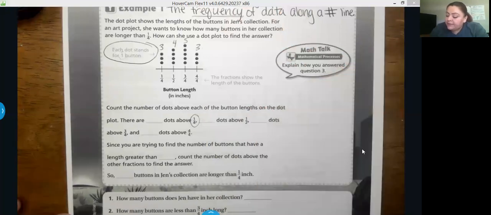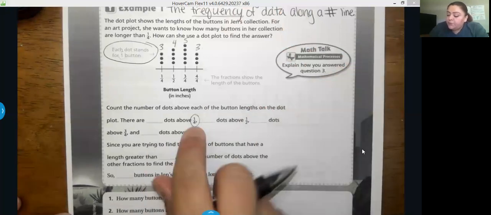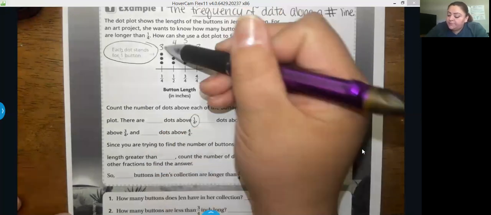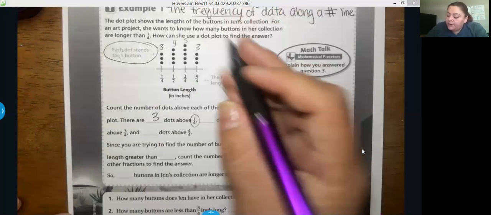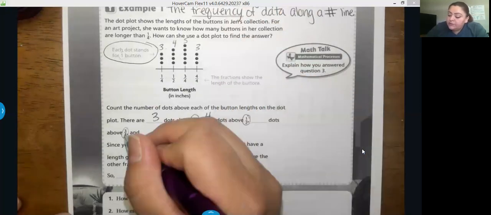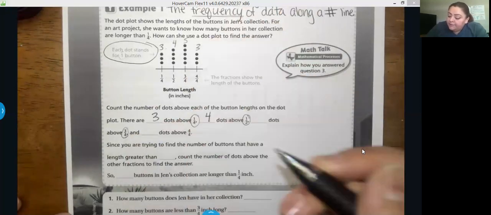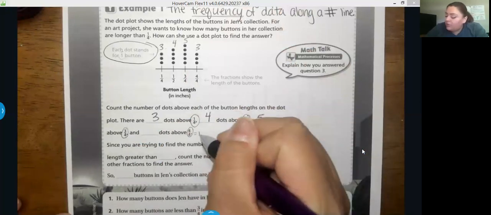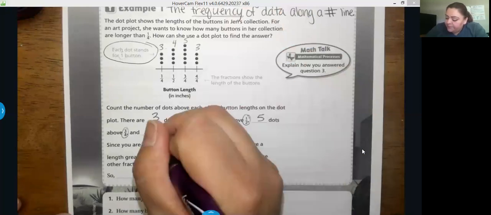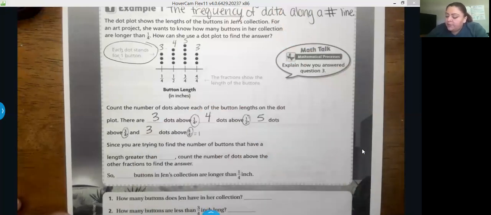Now we're going to go back down here. How many dots were above 1/4? We look and there were 3. How many are above 1/2? 4. How many are above 3/4? 5. And then how many are above 4/4, which we know also equals 1? We had 3. Since we're trying to find the number of buttons that have a length greater than blank, count the number of dots above the other fractions to find the answer, okay?